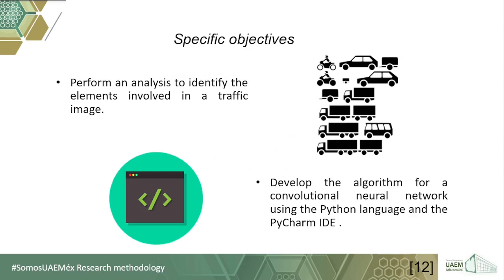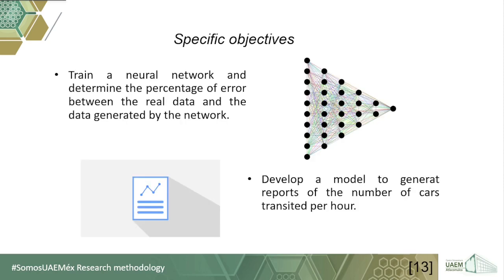In our specific objectives, we have to perform an analysis to identify the elements involved in a traffic image. Then we develop the algorithm for a convolutional neural network using Python. As well, we train a neural network and determine the percentage of error between the real data and the data generated by the network. Also, we develop a model to generate the reports of the number of cars transited per hour.